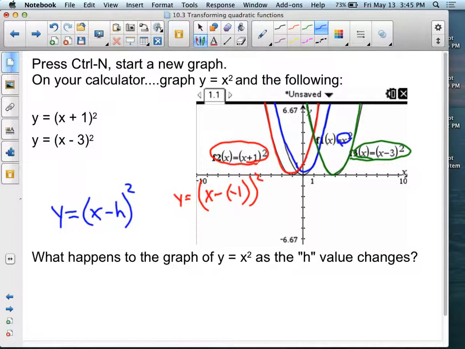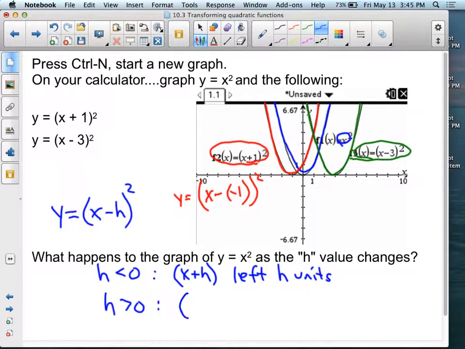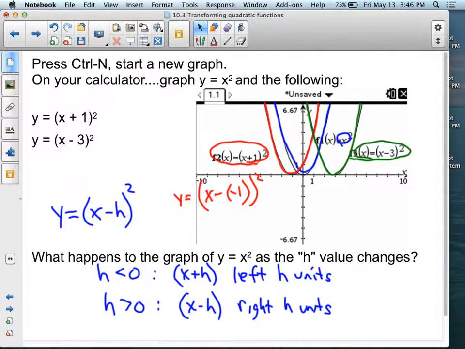So what you probably found is that when your h value is less than 0 and your equation becomes, in parentheses, x plus h, that it went to the left h units. And likewise, when the h value was greater than 0, and in parentheses you got an x minus h, that it went to the right h units. Good things to work through.